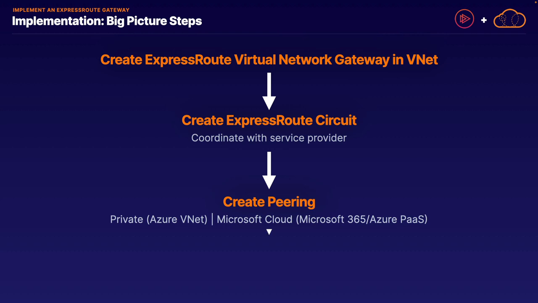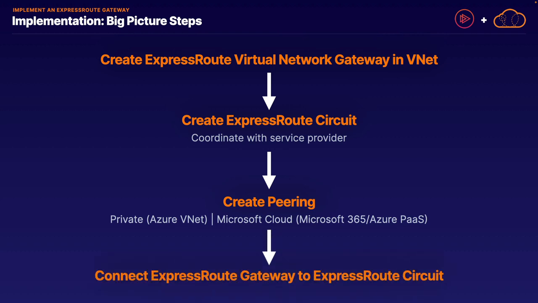And then our last step will be essentially to put everything together, in which we are going to connect our ExpressRoute virtual network gateway to our ExpressRoute circuit, giving us a full end-to-end ExpressRoute connection.